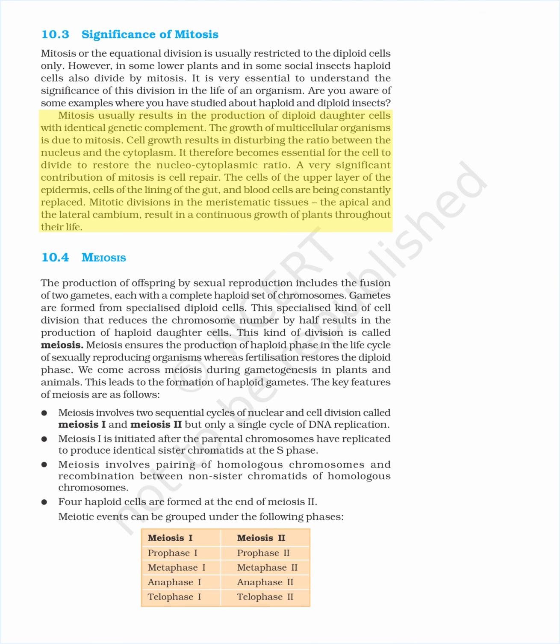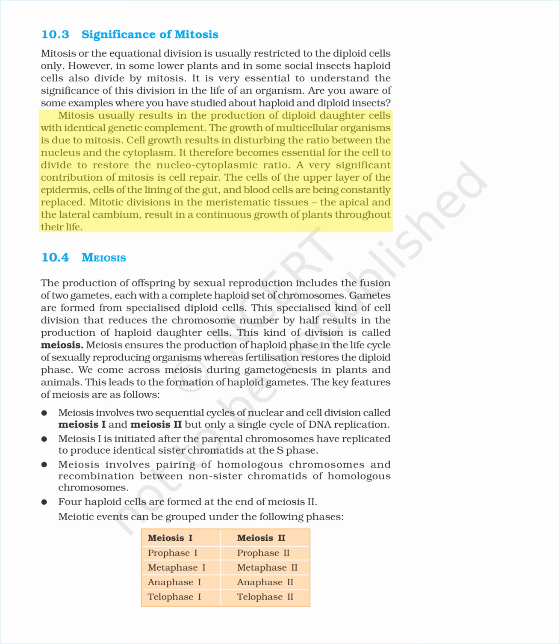Mitosis usually results in the production of diploid daughter cells with identical genetic complement. The growth of multicellular organisms is due to mitosis. Cell growth results in disturbing the ratio between the nucleus and the cytoplasm. It therefore becomes essential for the cell to divide to restore the nucleocytoplasmic ratio. A very significant contribution of mitosis is cell repair.